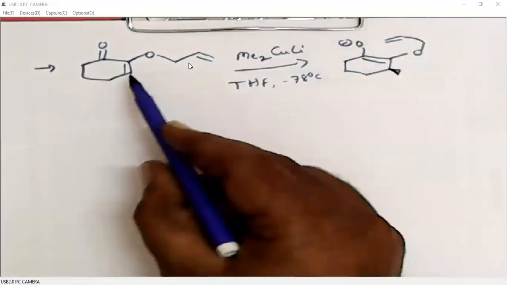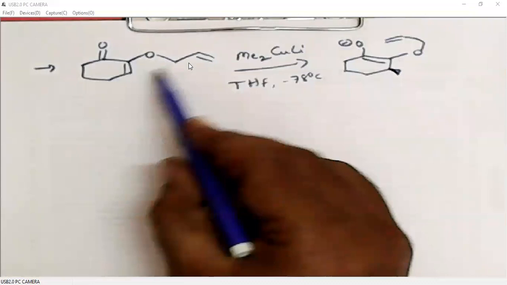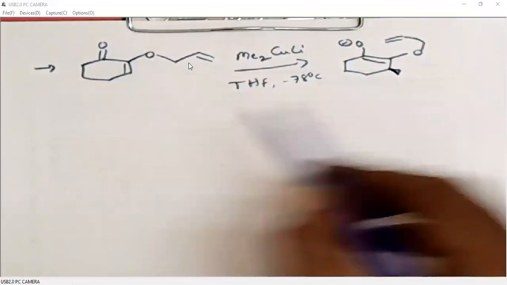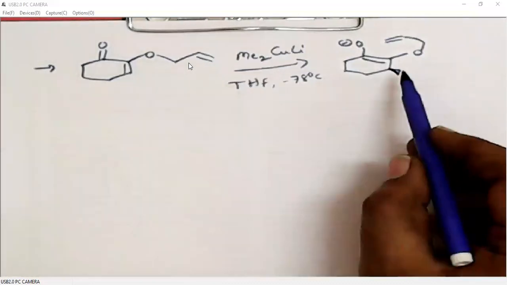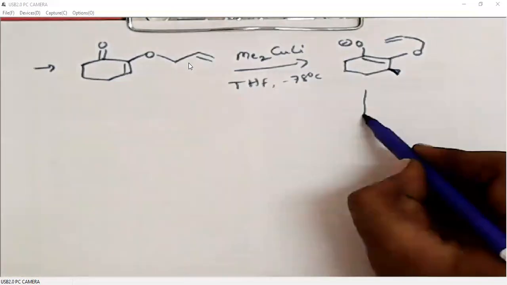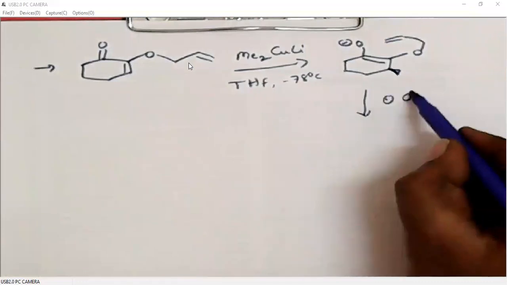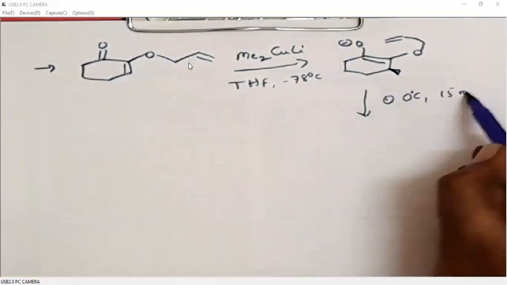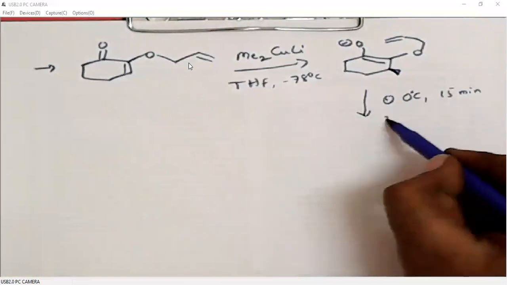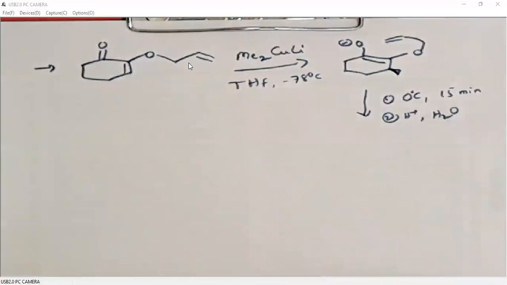Of course, it is a potential substrate for Claisen rearrangement, but still they wanted to have a different product. So it was treated with Gilman reagent, then followed by thermal conditions. At 0 degrees centigrade itself, it is undergoing Claisen rearrangement. Then under acidic workup, it gave the product. Now what is the product here?